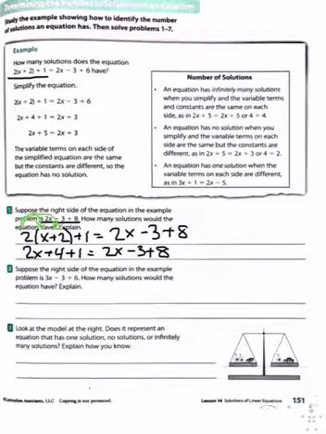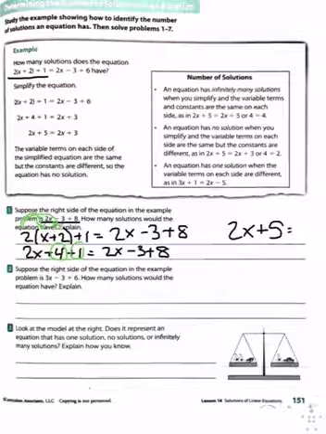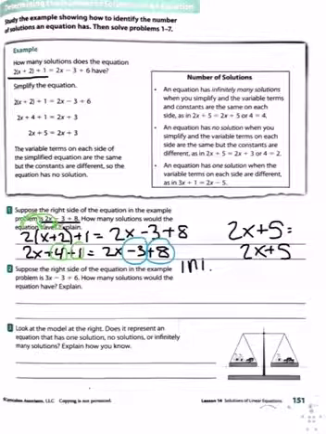I can then combine my like terms, 4 and 1, and I would get 2x plus 5. And I can also combine my like terms, minus 3 and plus 8, in which case I would also get 2x plus 5. 2x plus 5 equals 2x plus 5, and so I would have infinite solutions.